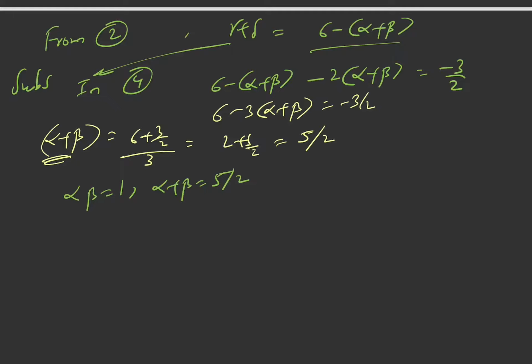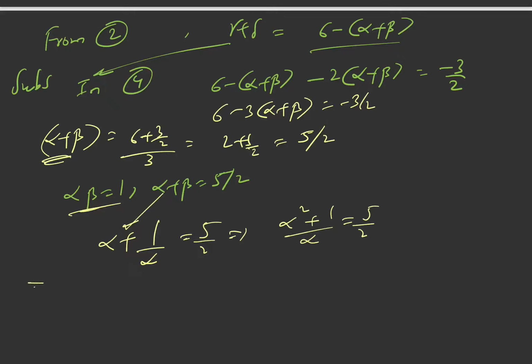Then we can easily find alpha and beta, because in a quadratic equation, if alpha and beta are roots, alpha plus beta you know, alpha beta you know. So if alpha plus beta and alpha beta are fixed, then alpha and beta individually also are fixed. So alpha plus 1 by alpha is 5 by 2. So you will get alpha square plus 1 divided by alpha is 5 by 2. You will get 2 alpha square minus 5 alpha plus 2 is 0.